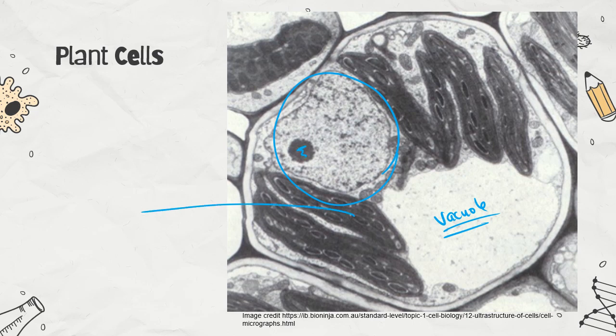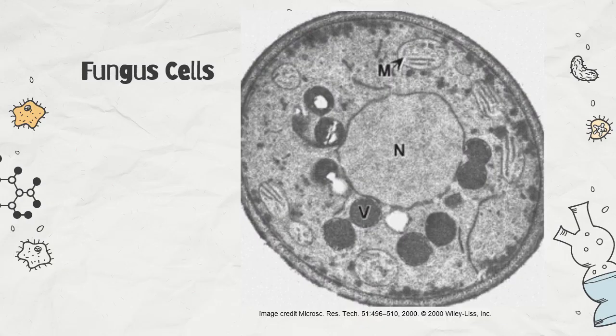Here we have chloroplasts, lots of mitochondria in here as well. One of the cool things that plant cells have that animal cells don't have is the cell wall. So the cell wall here, and that plasma membrane will be just inside the cell wall.